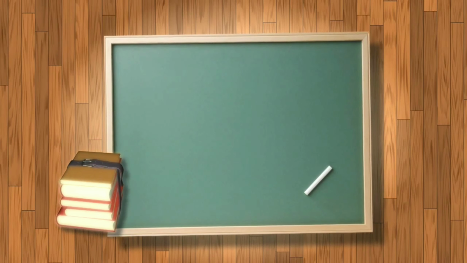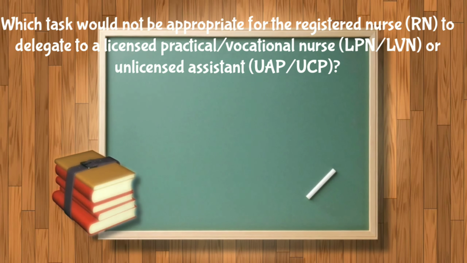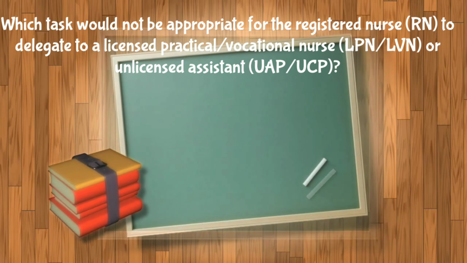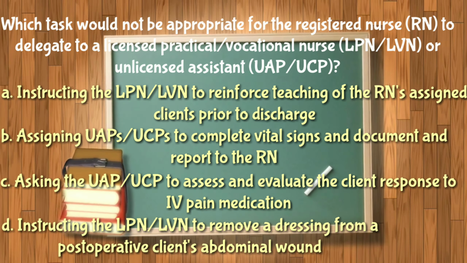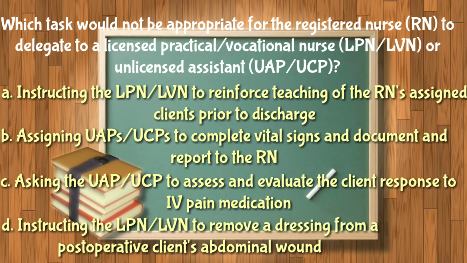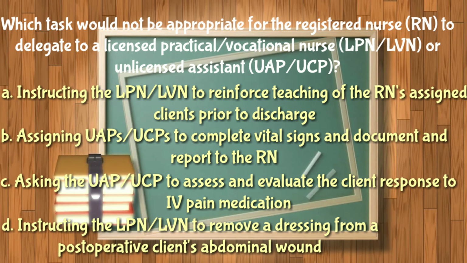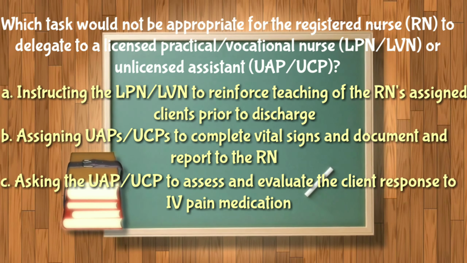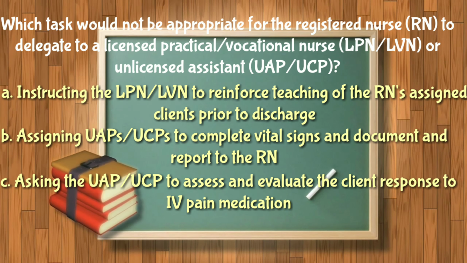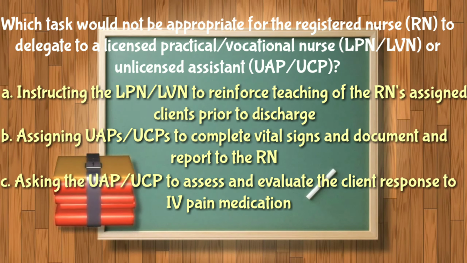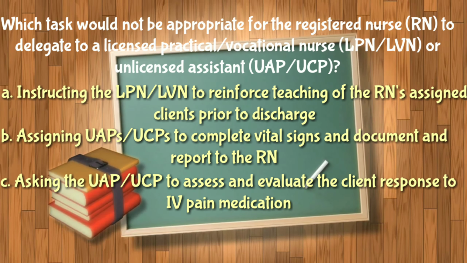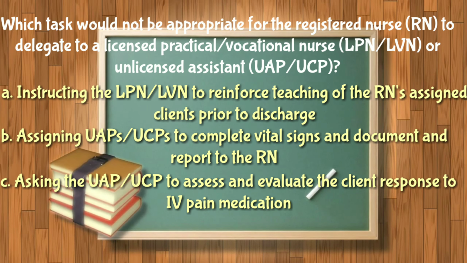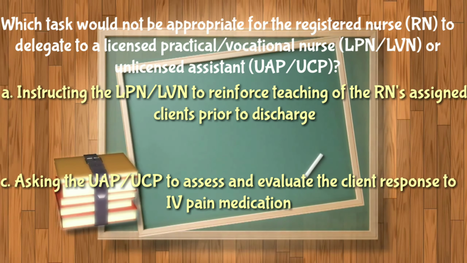For the next question, which task would not be appropriate for the registered nurse to delegate to a licensed practical nurse or unlicensed assistant? By looking at this question, we can eliminate letter D because an LPN or LVN can change dressings. And also, assistive personnel might perform simple nursing interventions, but the RN remains responsible for analyzing the data and the client outcome. So assigning a UAP to complete vital signs and document and report changes to the RN is eliminated.